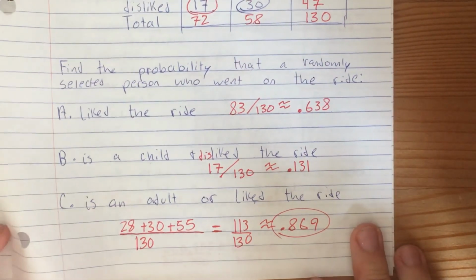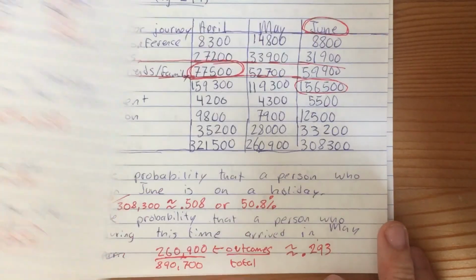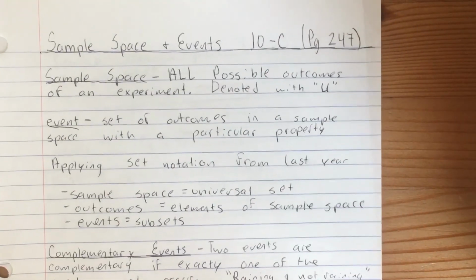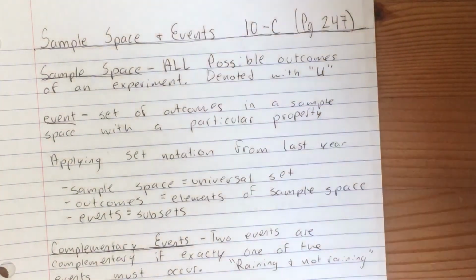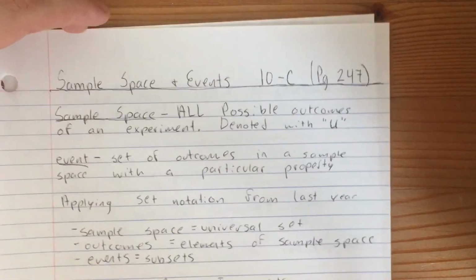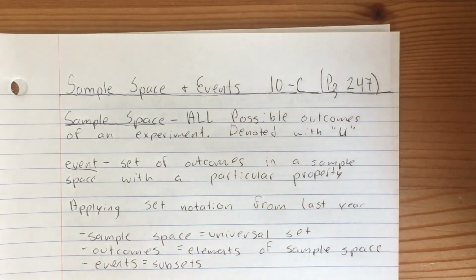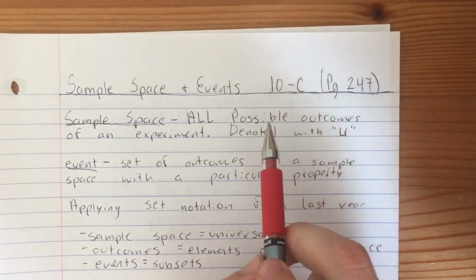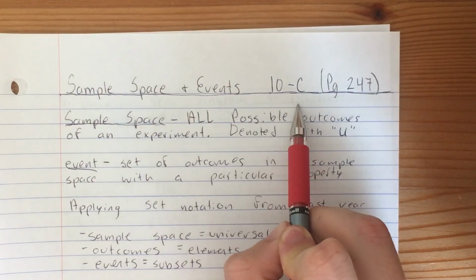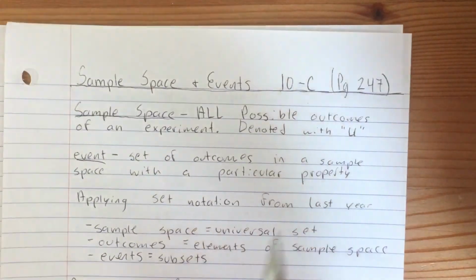And so that's a very good example of a two-way table. Now, the last thing that we're going to look at today is sample spaces and events. So a lot of this is going to be vocabulary. We will get into making some diagrams here in a second, but just for your reference, this is all coming out of 10C in that red book, which is page 247.